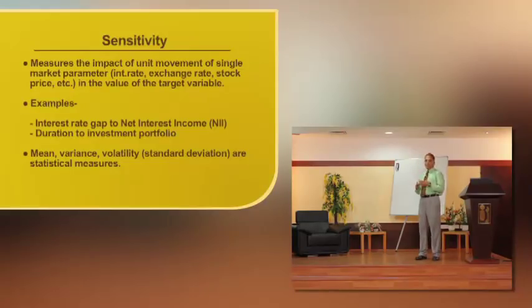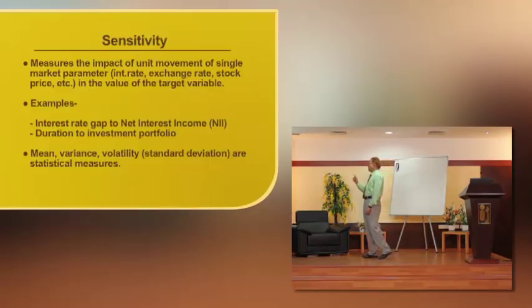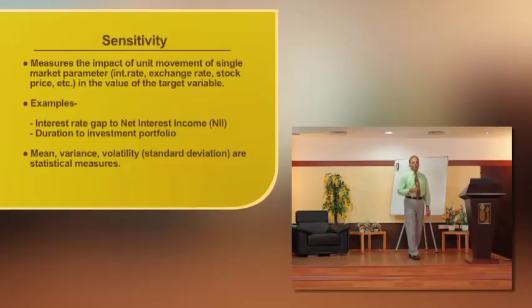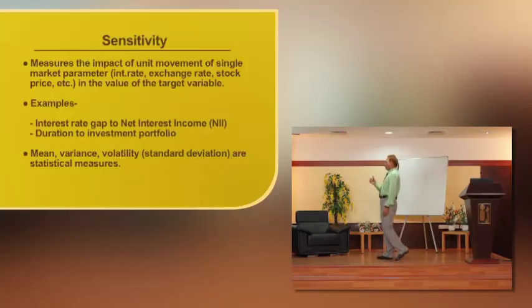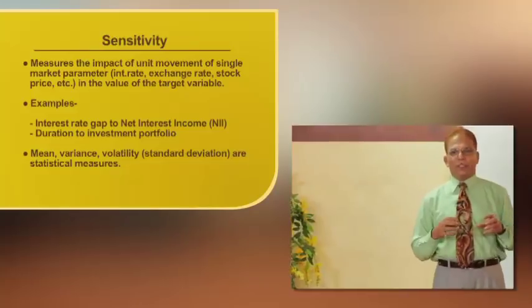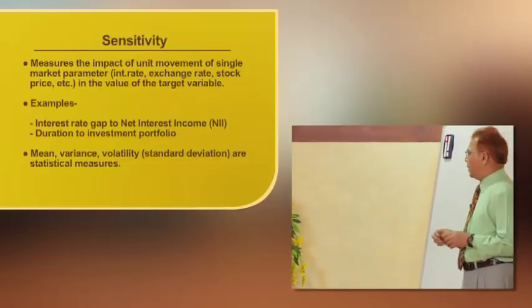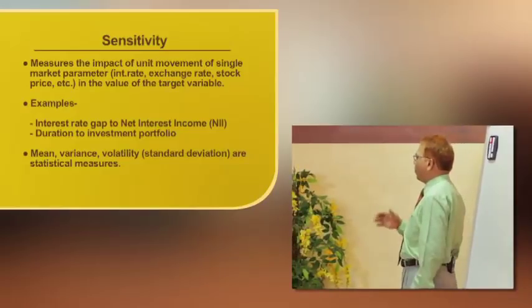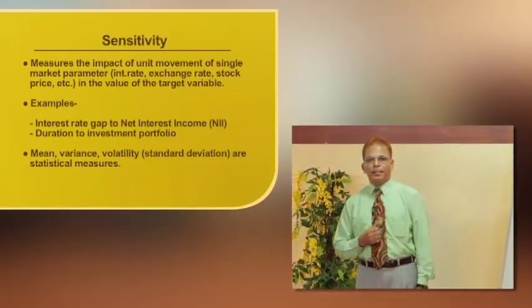So basically the sensitivity will tell you what is the impact of a unit movement of a single market parameter. Like we say, what is the impact on the profitability of the bank if the interest rate moves up by 1%. So here that 1% is the single risk parameter, basically the interest rate, and the value of the target variable is the value of the investments to the extent it goes down. And like we have seen, the net interest income is basically a function of interest rate. So normally the way banks measure the impact on their portfolio is to understand what is the impact of a 1% movement of interest rate on the net interest income.